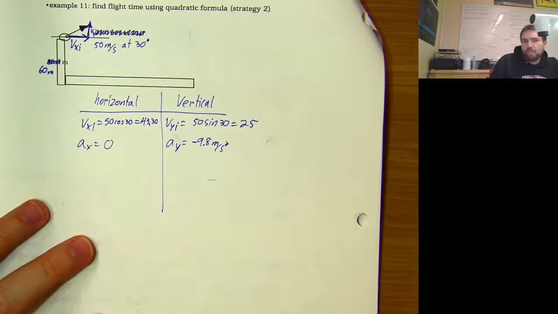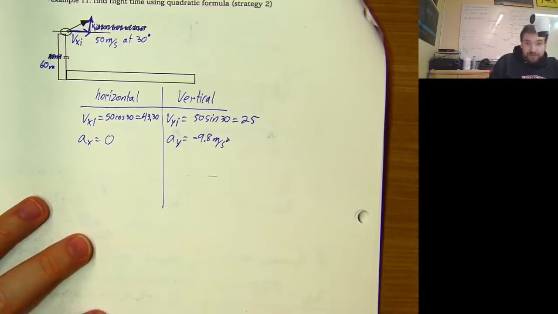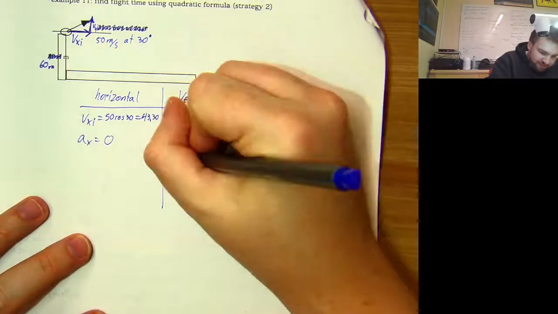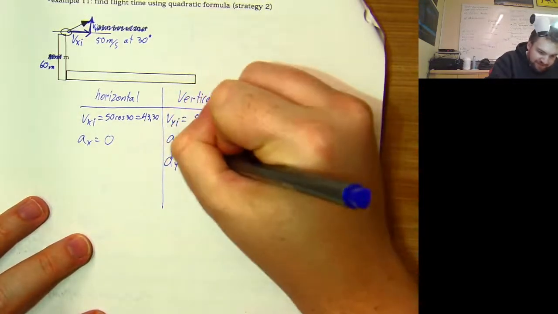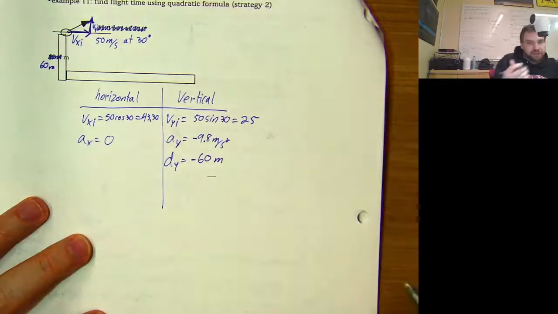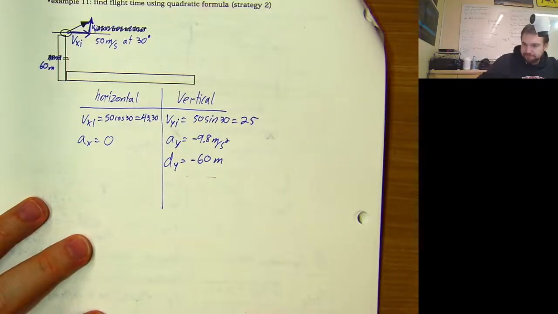Okay. Now, instead of breaking it up, we're not going to go top to bottom. We're going to go straight to the end of this thing. So we know a few things. If we go straight to the end, we know that our dy is negative 60. We don't care what happens in the middle. We're just going start to finish.